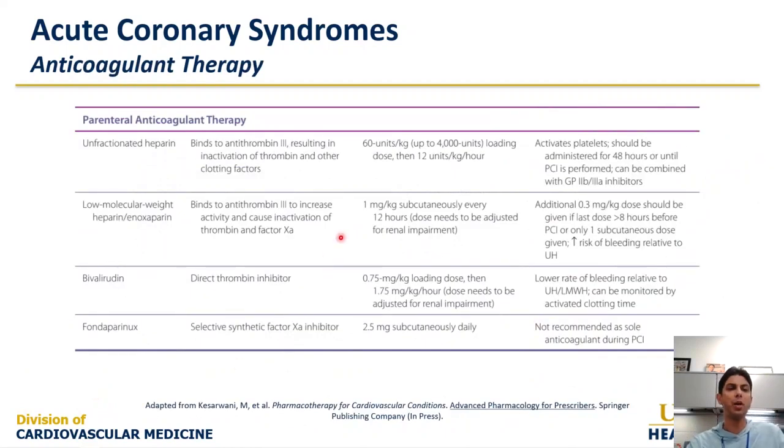Let's move on now and talk about anticoagulant therapy. So we have many options in terms of parenteral anticoagulant therapy. One to be very aware of is unfractionated heparin. As we talked about previously, unfractionated heparin binds to antithrombin, referred to in this table as antithrombin 3, resulting in inactivation of thrombin and other clotting factors that we discussed previously.